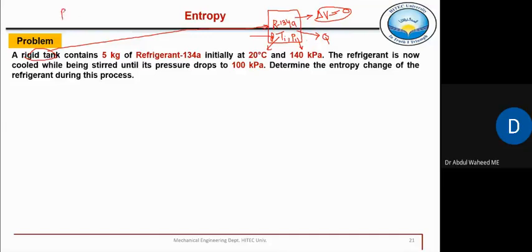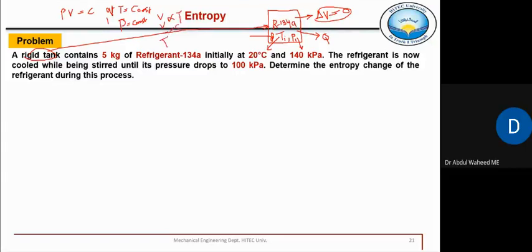We already know from Boyle's law that for a constant mass, PV is equal to a constant, when temperature is constant. That is Boyle's law. Similarly, we have Charles' law: when pressure is constant and mass is constant, V is directly proportional to temperature. So V over T is equal to a constant.